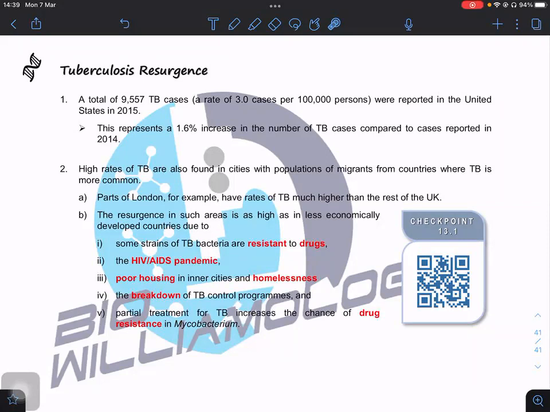And currently, the more worrying part is that some strains of TB are already resistant to drugs, and there is also the HIV/AIDS pandemic, poor housing, and breakdown of TB control programs. The drug resistance increases the chance. So therefore, we can see tuberculosis resurgence nowadays.